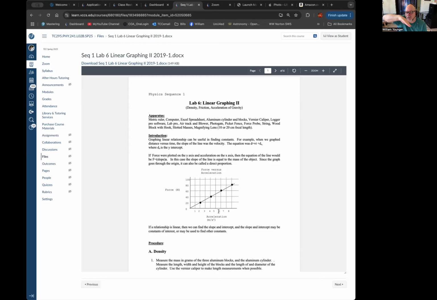So for instance, if you had a straight line like this and you had a data point, and then like three on this side and then a couple more on that side, that might actually be a curve, even though it sort of fits a linear graph. So you've got to keep those things in mind.